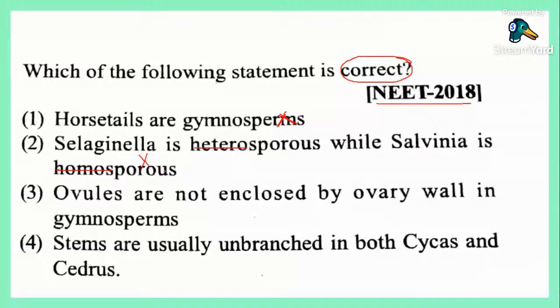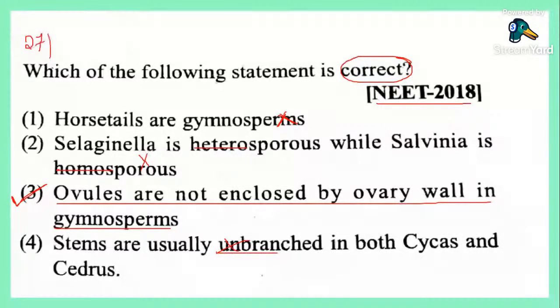Option number 3: ovules are not enclosed by ovary walls in gymnosperms. It's correct. That is why they are known as naked seeded plants. Stems are usually unbranched. No, in one it is branched and in one it is unbranched, so that's again a wrong statement. So the correct answer for question number 27 is option number 3.